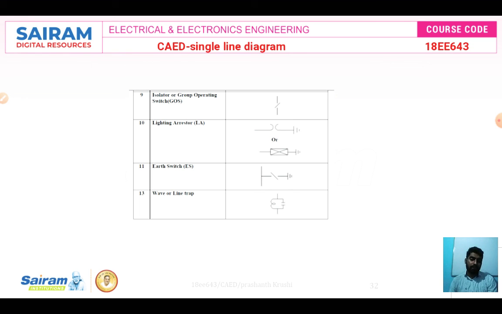And wave trap and line trap. A wave trap is used to avoid interference and disturbance from other signaling lines. For example, if there is a transmission line tower, the tower also catches signals, right? Any other mobile signals, it will catch. So to avoid those signals, we have the wave trap. It will trap them, grab them, and make it neutral. So that's why we have a wave trap.